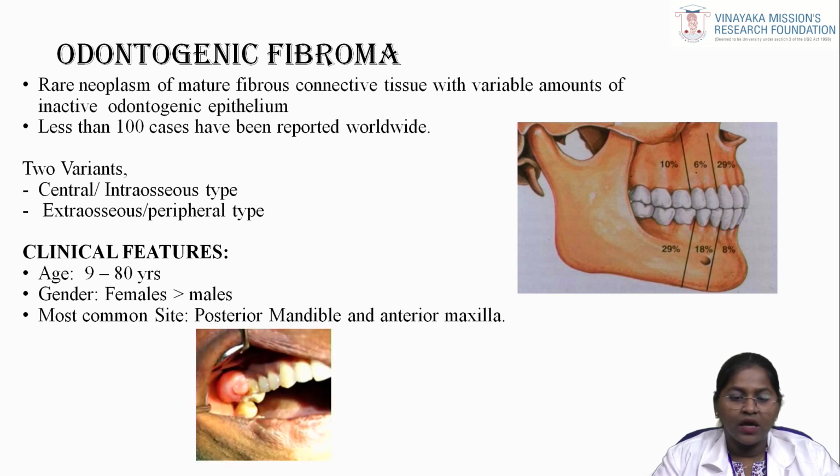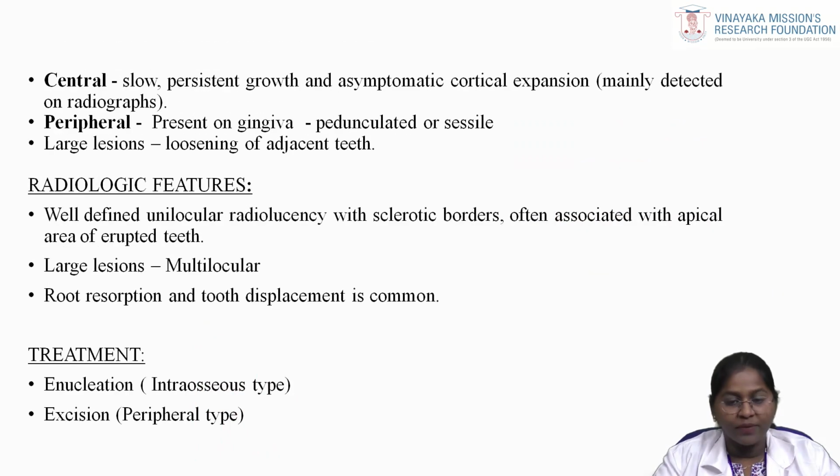So this is the odontogenic fibroma of peripheral type. The central type is a slow persistent growth and asymptomatic lesion where cortical expansion is seen, and the peripheral type is present on the gingiva. It can be either a pedunculated lesion or a sessile lesion. Large lesions may cause loosening of the adjacent teeth as the lesion grows in size.